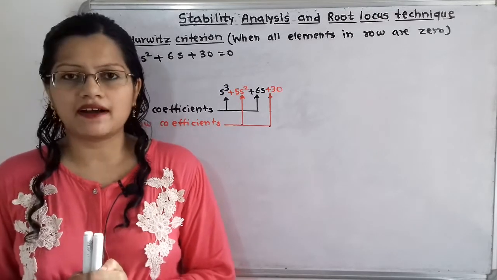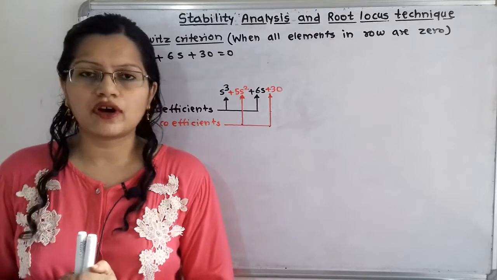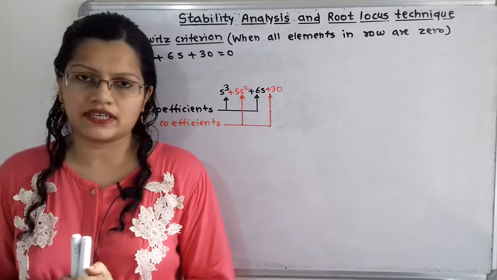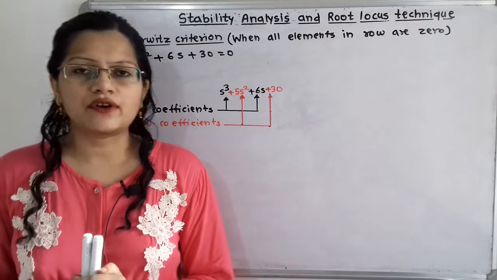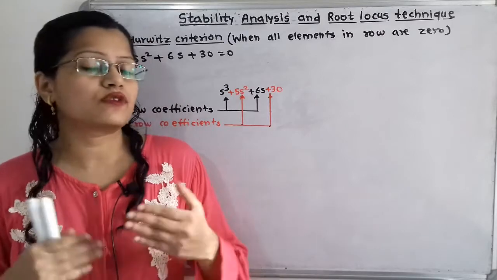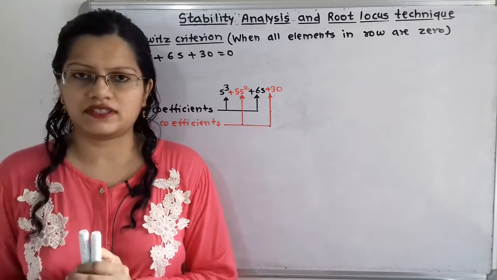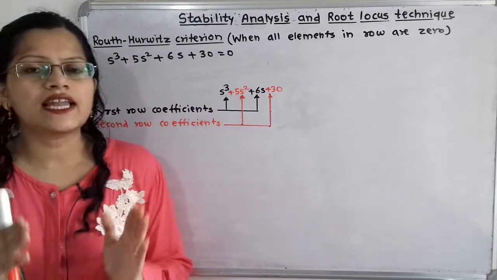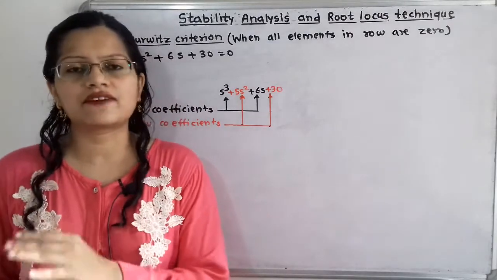Friends, this is Priyanka. Today we are going to solve a problem on stability analysis and root locus technique. In this video, we are going to apply Routh Hurwitz criterion to find out the stability for a given system. We will consider here the case when all the elements in one row are equal to 0.